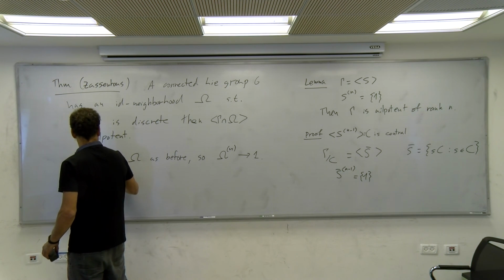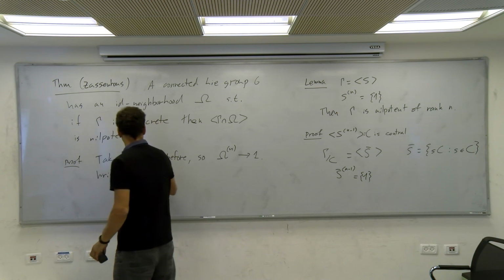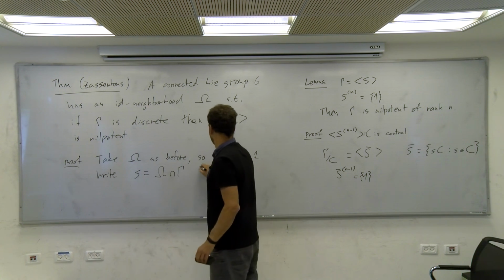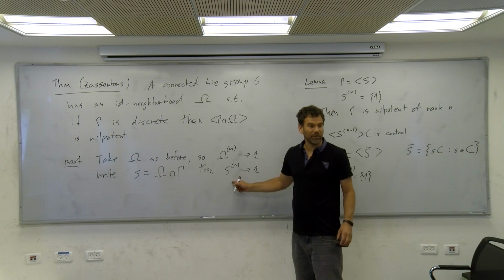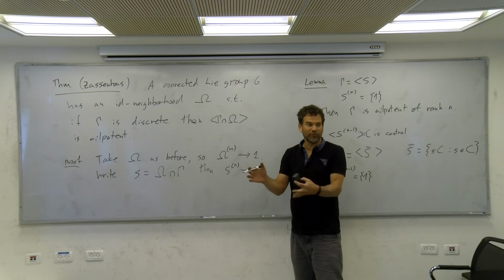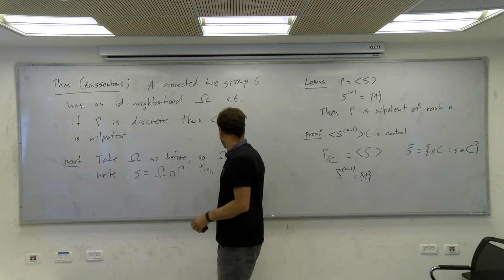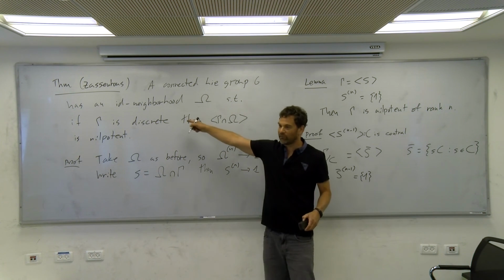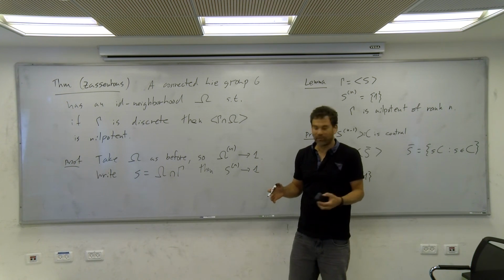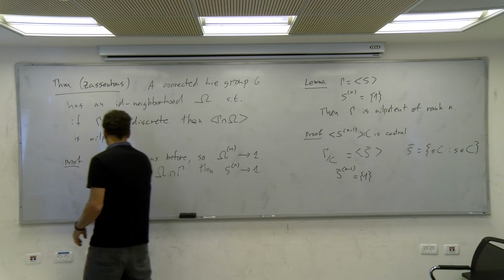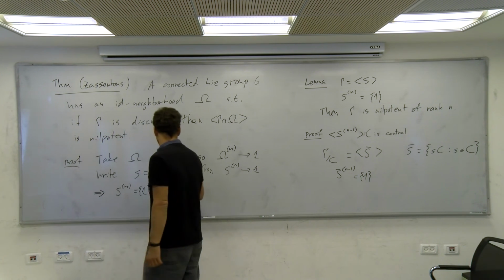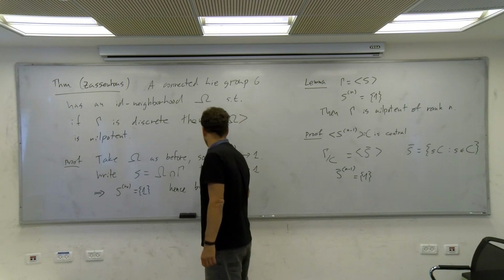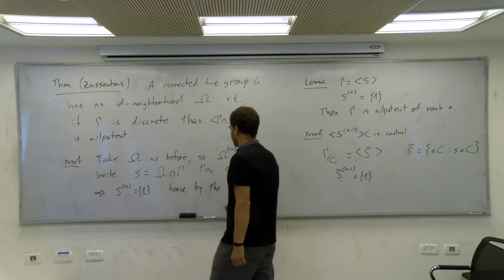Write S equals omega intersection with gamma. Then S to the n goes to 1. But this is a discrete, this is a finite set. How can it converge to 1? It must be trivial. So this is inside a discrete group, because gamma is discrete. If you converge to something in a discrete group, you will get there actually after a finite step. So this implies that S to some fixed power is 1. Hence, by the previous lemma, gamma is nilpotent.